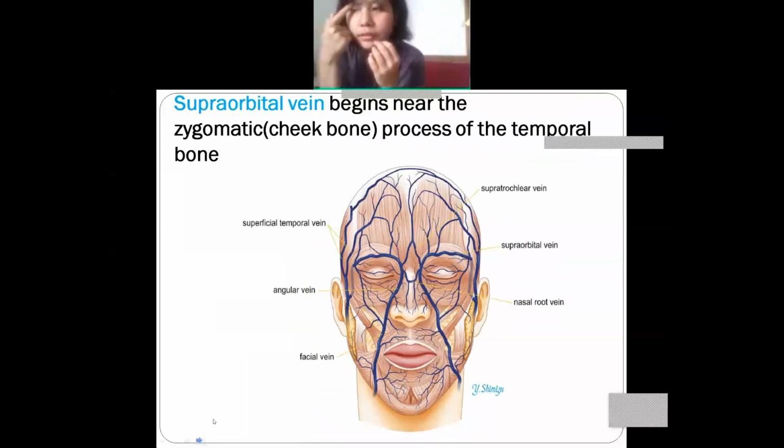Okay, so now let's see. The supraorbital vein is here. The supraorbital vein begins near the zygomatic process. Zygomatic means what? Zygomatic means your cheekbone. This is your cheek. So the supraorbital veins will begin somewhere nearby.